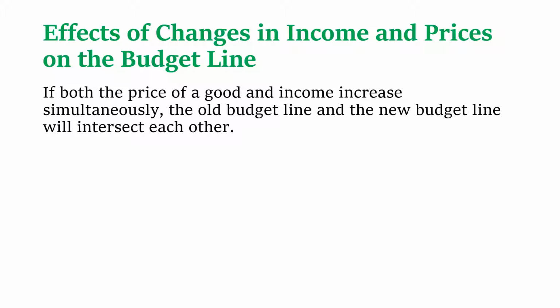Now, please know this one. I want you to know this one. If both the price of a good and income increase simultaneously, the old budget line and the new budget line will intersect each other. Okay? So if you have short answer questions, or maybe true and false questions, please be mindful that something like this might come, or maybe in objective multiple choice, this again might come. So make sure you know what happens to the budget line when the income and the price increase simultaneously.